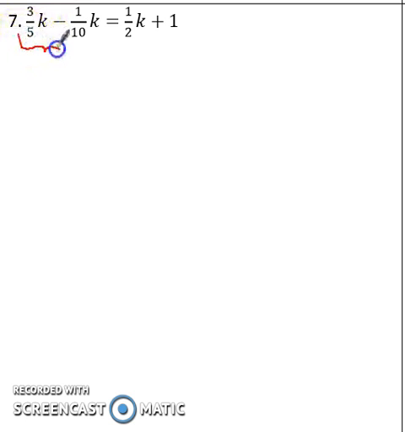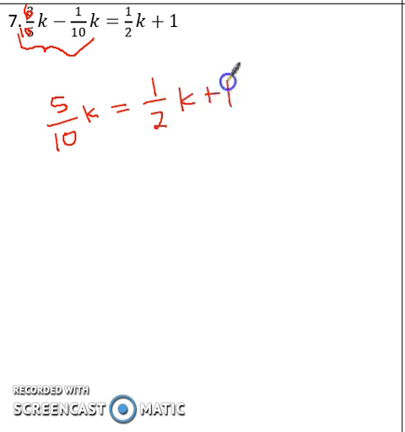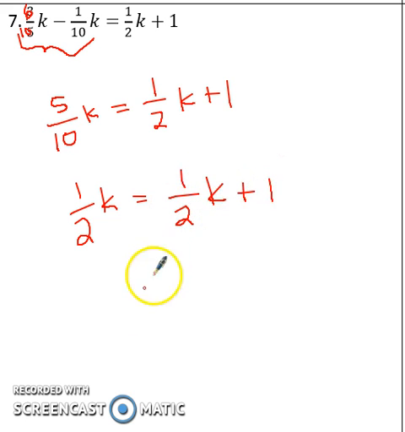So I have to combine the like terms on the left here before I start solving. And I see I have a 10 here, so I'm going to multiply this left fraction by a 2 over 2, which is going to give me a 10 and a 6 there. So 6 over 10k minus 1 over 10k is going to give me a 5 over 10k, which is equal to 1 over 2k plus 1. So right away I can see here that 5 over 10 can be simplified to 1 over 2. So we have 1 over 2k equals 1 over 2k plus 1.